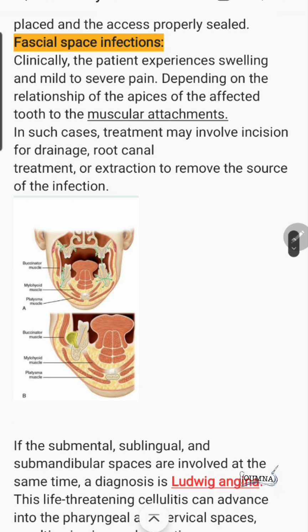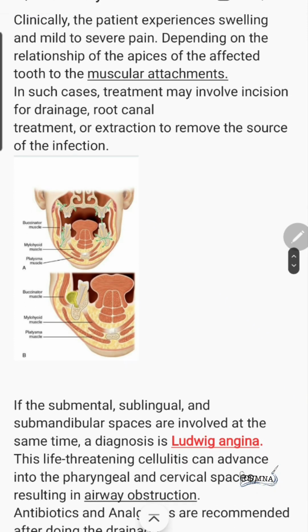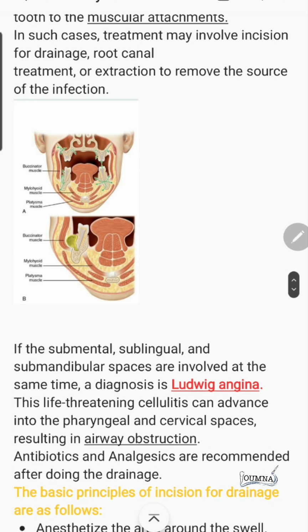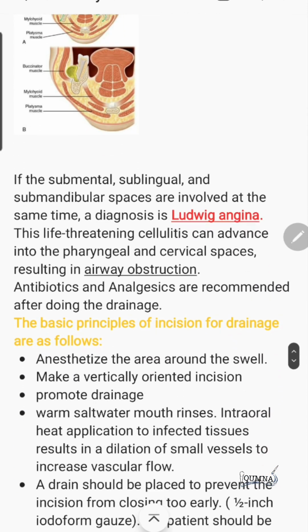Fascial space infections. Clinically, the patient experiences swelling and mild to severe pain. Depending on the relationship of the apices of the affected tooth to the muscular attachment, in such cases, treatment may involve incision for drainage, root canal treatment, or extraction to remove the source of the infection.